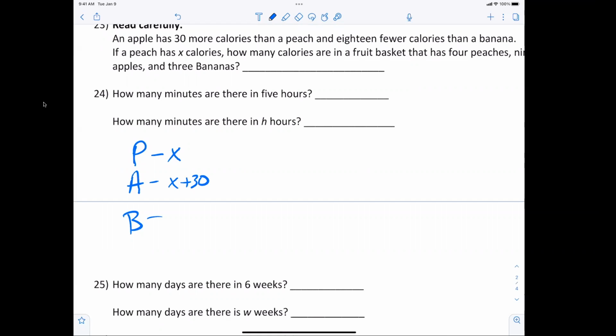The apple has 18 fewer calories than a banana, so if the apple has 30 more calories than a peach, then the banana has, what would it be? The banana has 48 more calories than a peach, so it's X plus 48. So she thinks it's X plus 48. I'm not saying that's right. I want someone else to help me if they think something different.